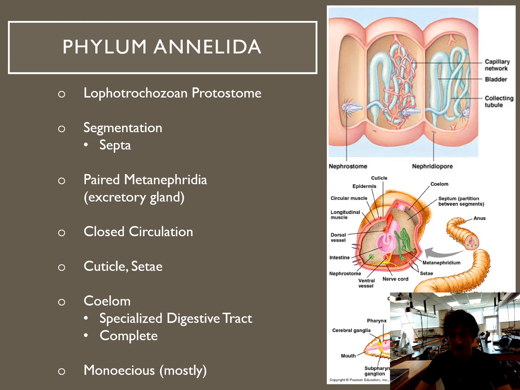We now have a coelom. So a coelom is a true body cavity. So we have our body, our digestive tract, and then we have body cavities within or outside of that. So each one of these segments is separated by a septa, and then within each of those segments, there's this body cavity, and then you have that digestive tract that's running through the length of that body.